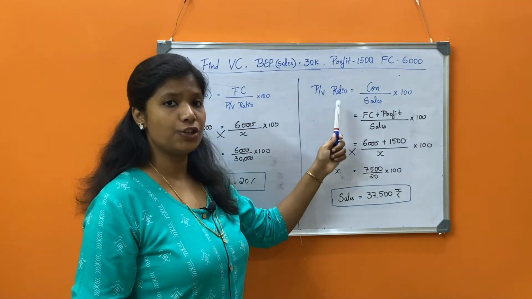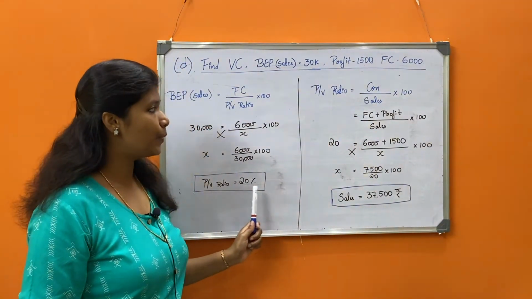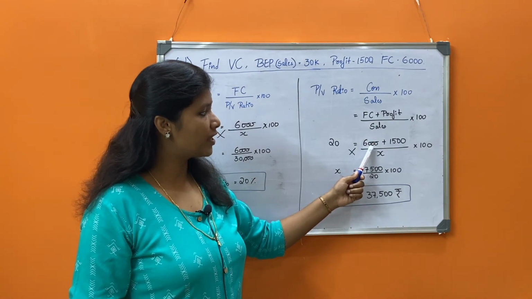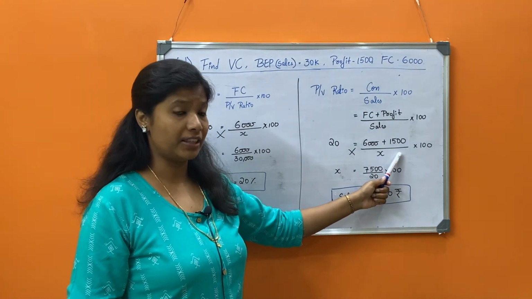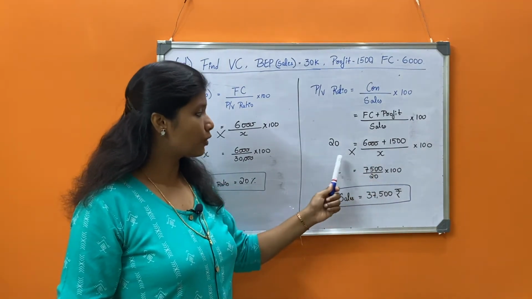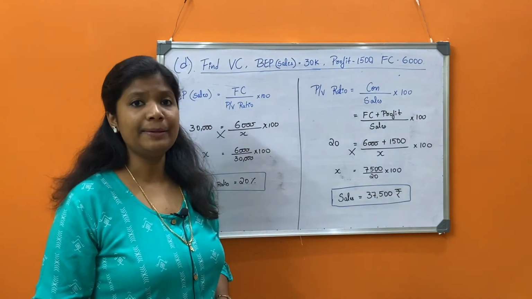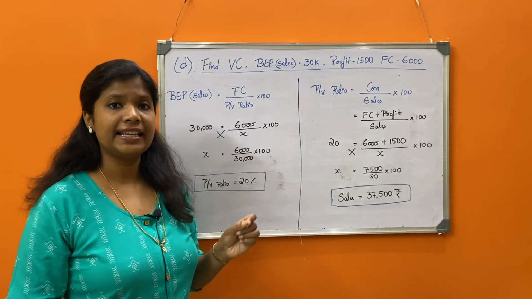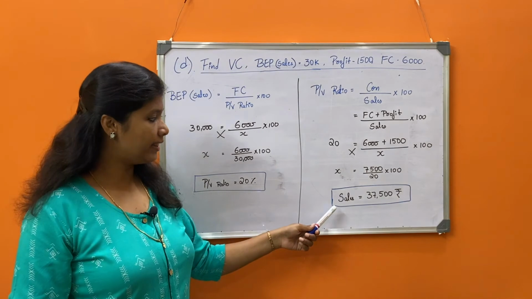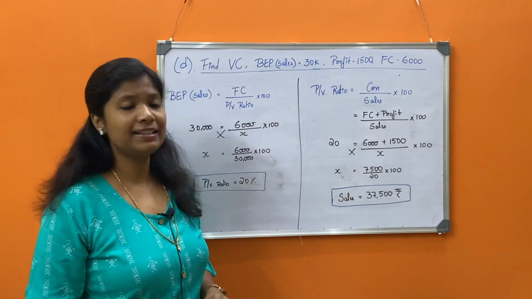What is the PV ratio? We just found out 20%. So 20 equals, what is the fixed cost? 6,000. What is the profit? 1,500. Sales, we have to find out, X. Cross multiply, we get the answer sales as 37,500 rupees. So we got the answer for sales.